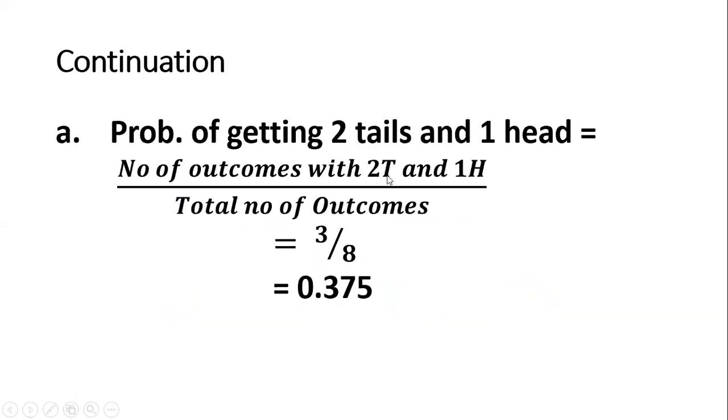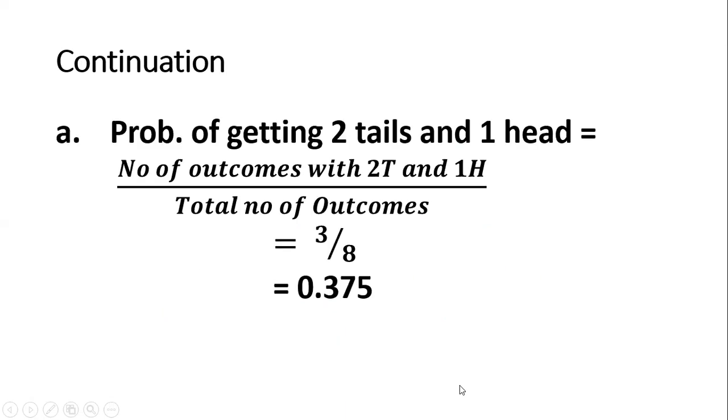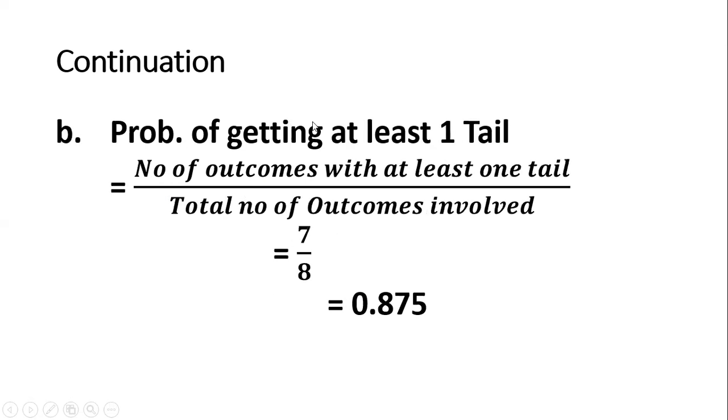Now we are looking for the probability of getting 2 tails and a head. The order is not mentioned, so the option is not giving the arrangement. So we have one outcome, two outcomes, three outcomes, and that will give us the number of outcomes with 2 tails and 1 head as 3, over the total number of outcomes, which is 8. So that's 3 over 8, which gives us 0.375.